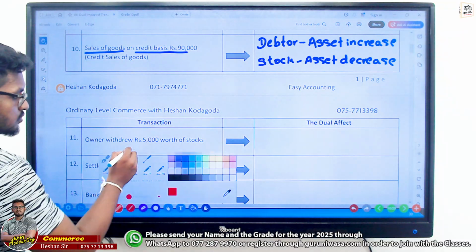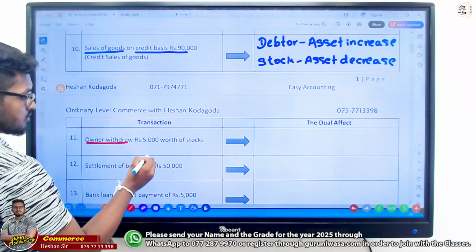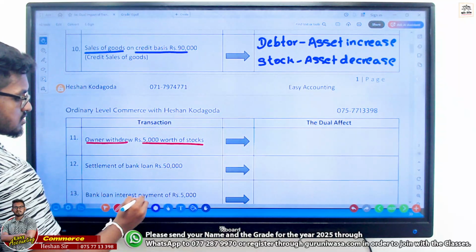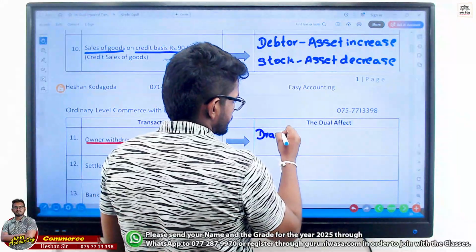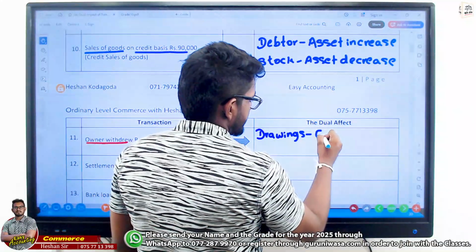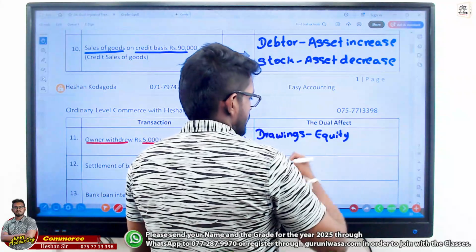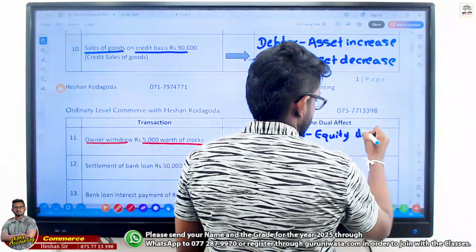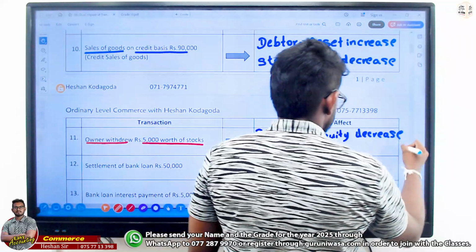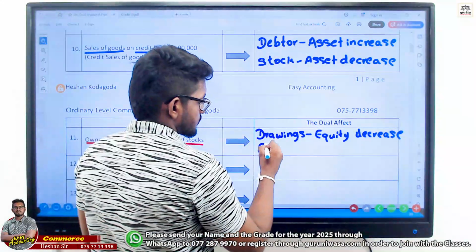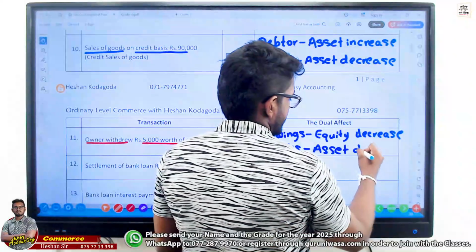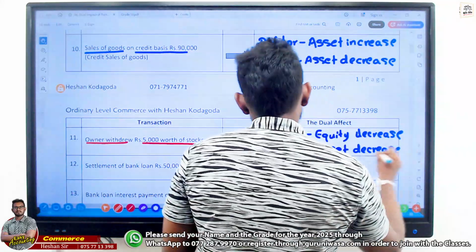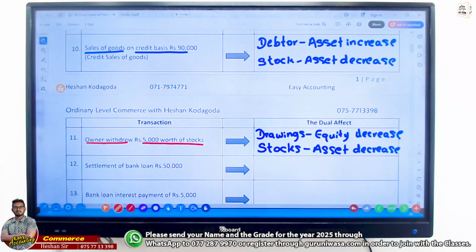Owner withdrew 5,000 worth of stocks. I told you what will happen. When owner withdrew something, though it's a cash withdrawal or stocks withdrawal, drawings equity decreases. When owner withdrew stocks, stock asset decrease. Stock asset decrease.